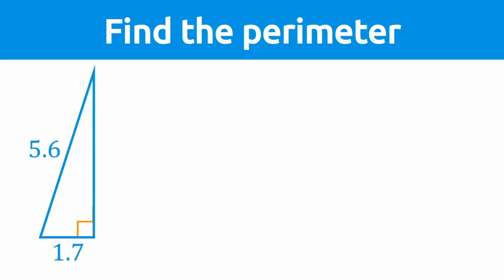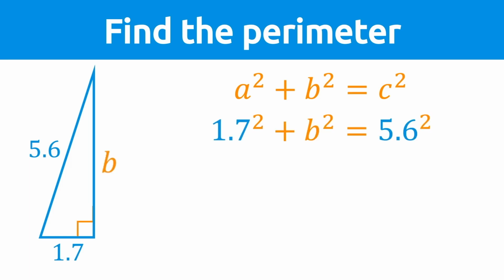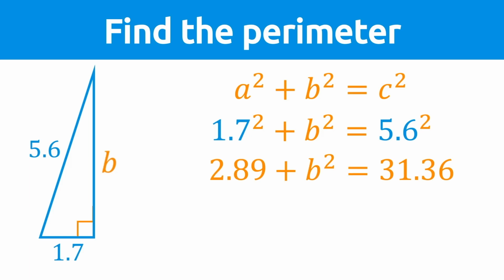We are going to find the perimeter of this triangle. In order to find the perimeter, we need to know the length of all three sides. So first, let's find the length of the missing side using the Pythagorean theorem. A squared plus b squared equals c squared. 1.7 is a leg, so let's plug that in for A. 5.6 is the hypotenuse, so that's C. Simplifying gives us 2.89 plus b squared equals 31.36.